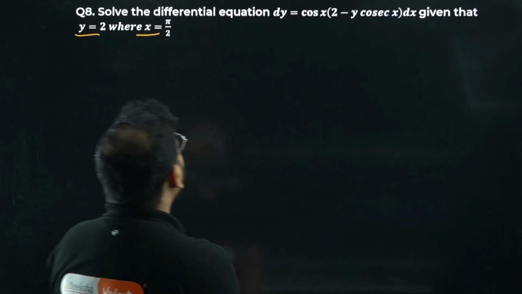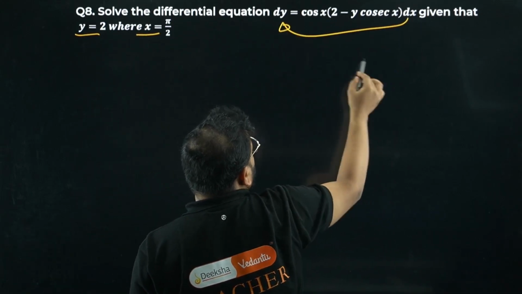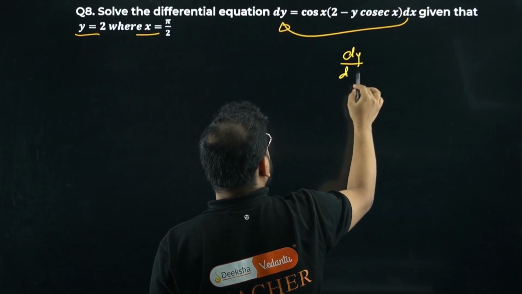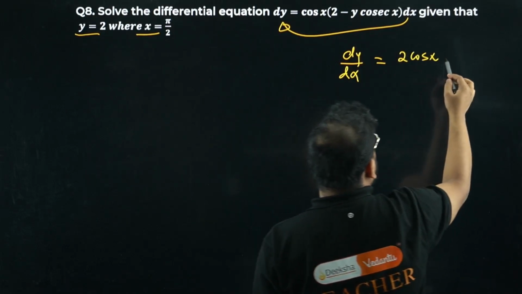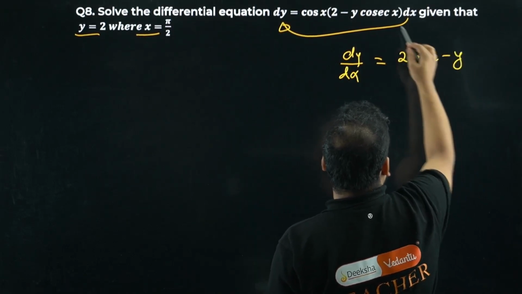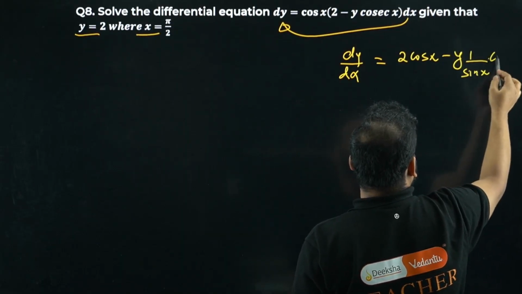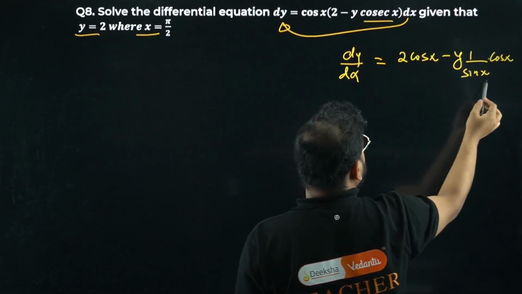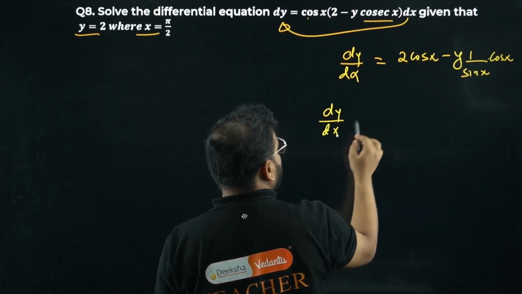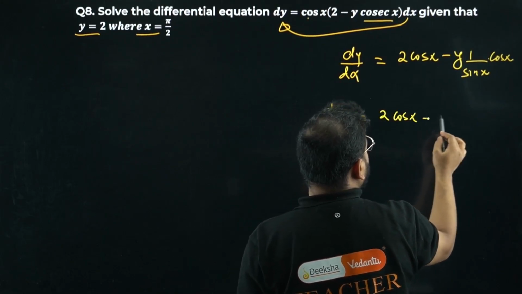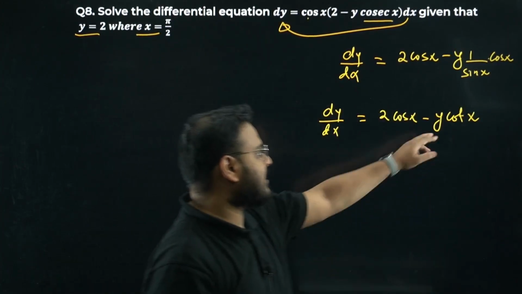Yes. What we have here, let's do one thing. Bring dx on this side. So it'll become dy by dx equals, multiply this now, 2 cos x minus y cosec x into cos. Cosec x is 1 by sine and cos is simply cos. So what am I getting now? dy by dx equals 2 cos x minus y cot x. Cos by sine is cot.